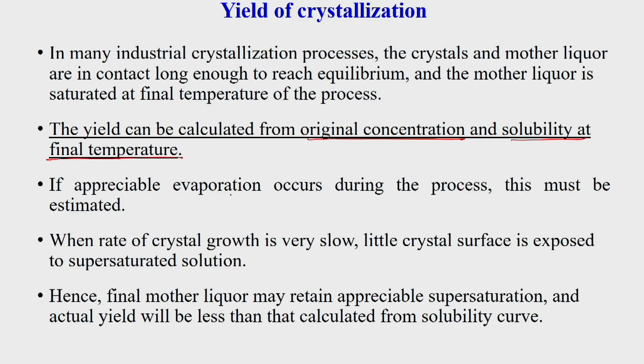Okay. So if appreciable evaporation occurs during the process, this must be estimated. Whenever some evaporation takes place, the amount of water changes from the original solution, so that needs to be considered. If some amount of water is evaporated, the yield will increase. So in any process, if there is evaporation, the yield will be more. If there is no evaporation, the yield will be less, because the total mass separated will be lower than when some water is evaporated. Solubility depends on temperature and pressure, and at a particular temperature it is how much solute is present per unit mass of water or solvent. So if evaporation is there, we need to consider it: whenever we do a water balance or solute balance, we need to consider the water amount also.